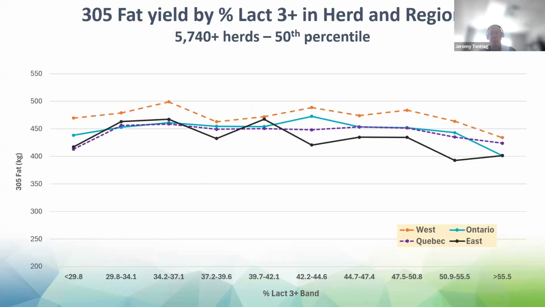And again, similar to when we have percent lactation 3 plus in the herd broken out into 6 categories, we've broken it out into 10. I would say the pattern maybe is more subtle. The line seems to be a little bit flatter, to be honest. But there certainly is a subtle drop off in 305 fat yield when you start getting to that 47.5% lactation 3 plus in the herd. I think that's the same for all regions here. And certainly there's a drop off when we're below 29.8% of the herd lactation 3 plus. But there's a bunch of these categories in between that are very similar.